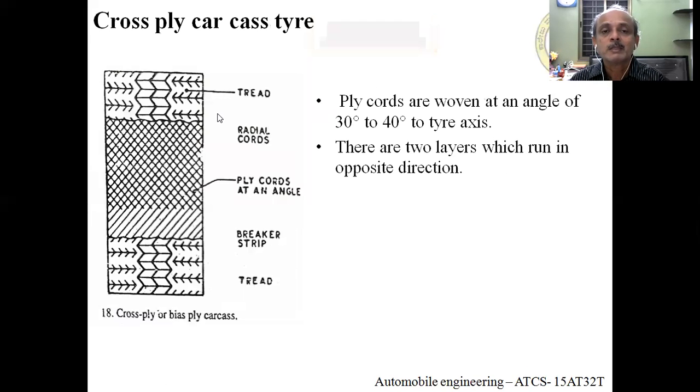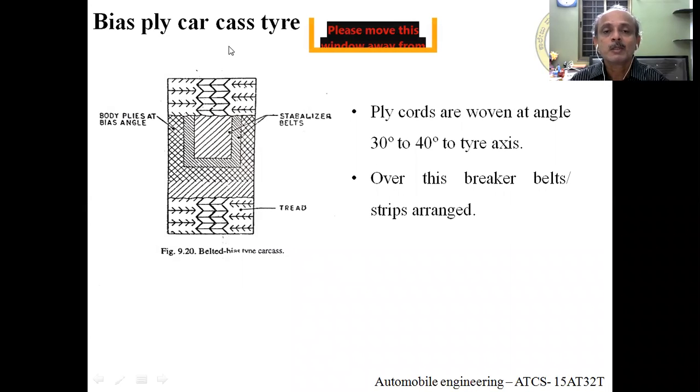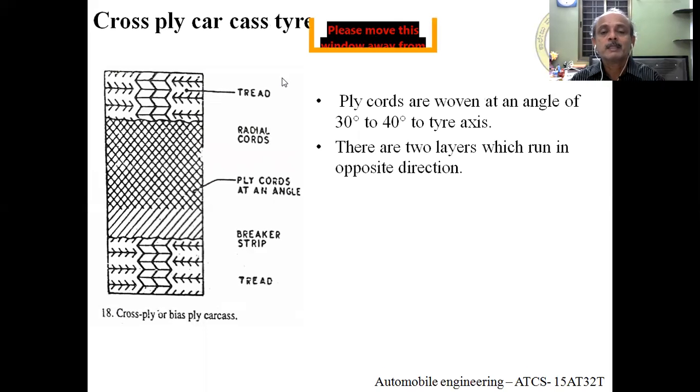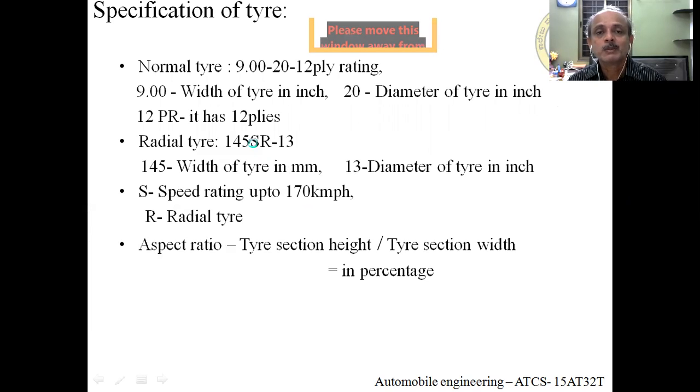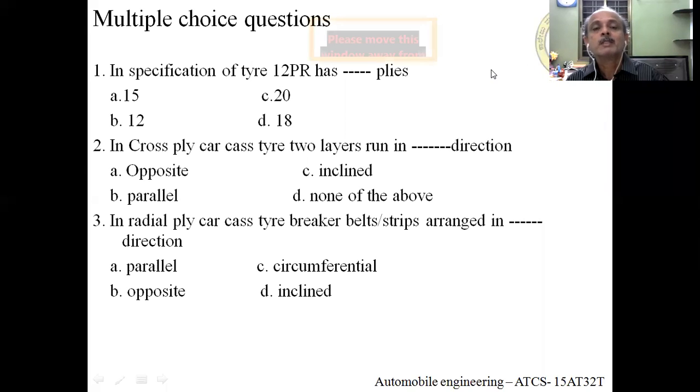Okay, so what we have seen is the specification of tire, cross ply carcass tire, and then radial ply carcass, and bias ply carcass also. We can go and see different diagrams on YouTube, and this type of diagram you will get in detailed form also. Okay, so next we are going for the multiple choice questions on this session.